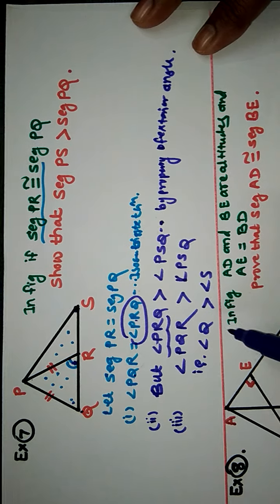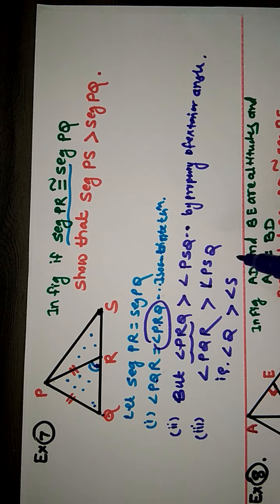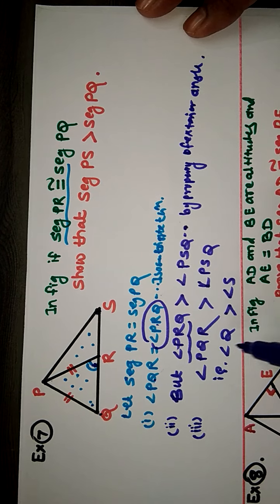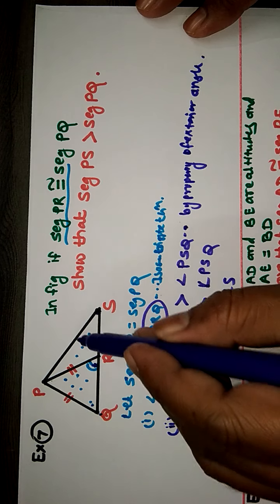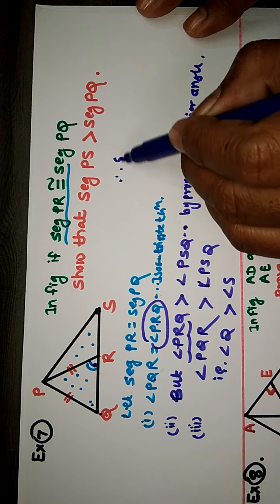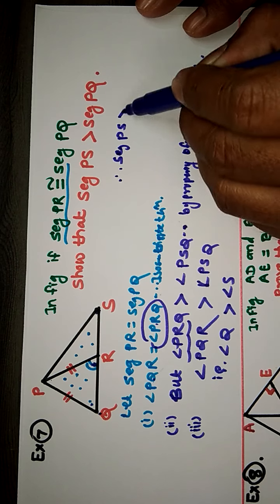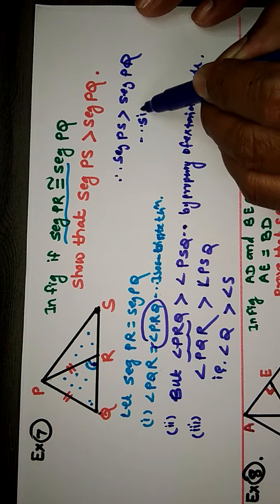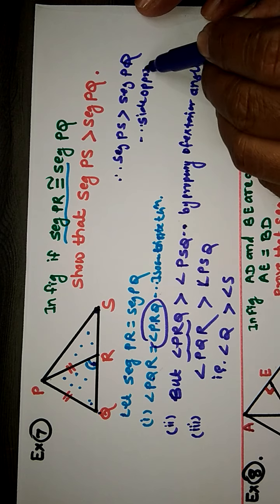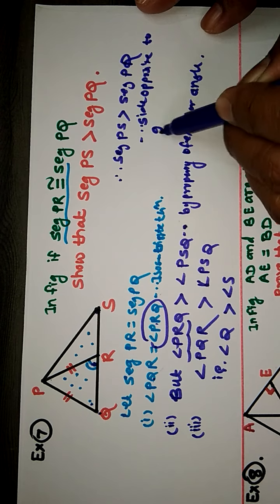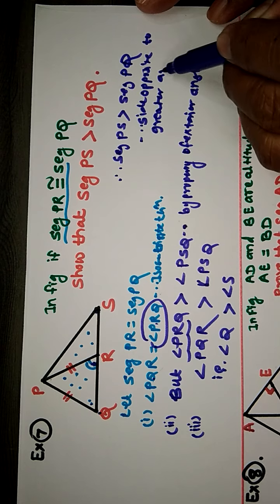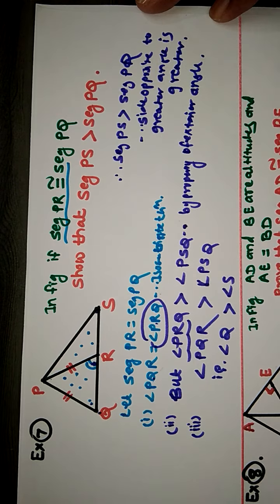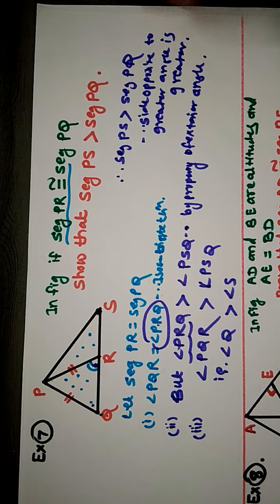Then by the property of inequality of angles, if angle Q is greater, then its opposite side is greater. Therefore side PS is greater than segment PQ. Reason: side opposite to the greater angle is greater. Therefore we have proved this.